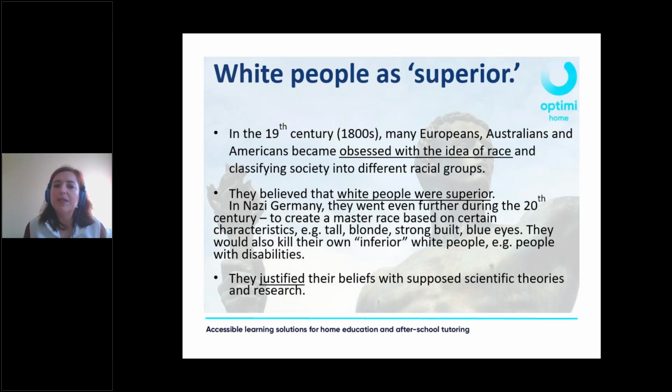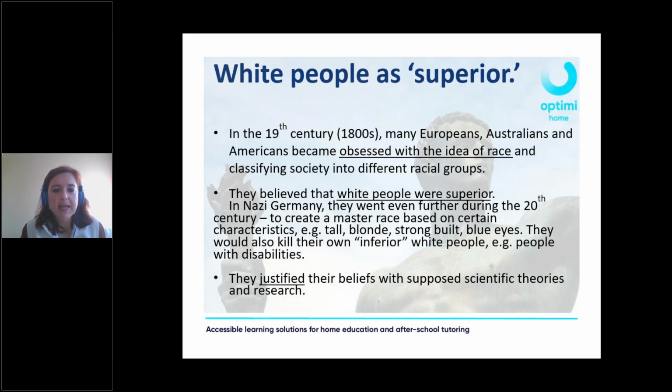Now remember again, this was being implemented in many countries throughout the world, and this became the modern idea of trying to identify superiority within countries that could lead the politics within those countries. They believed that white people were superior.